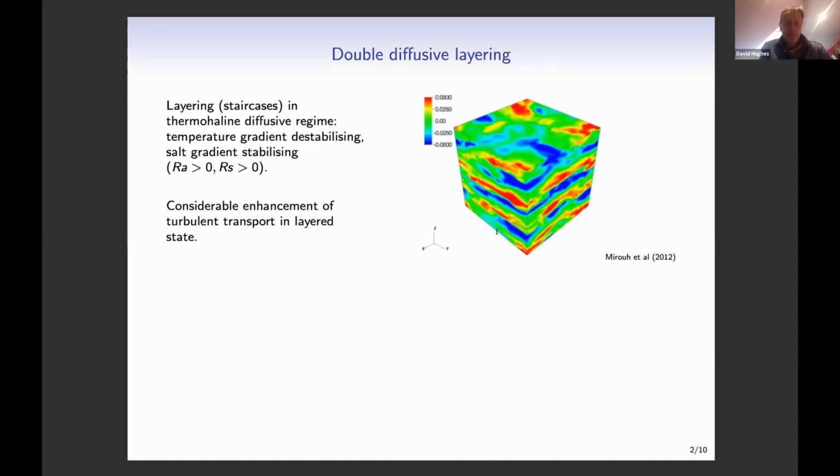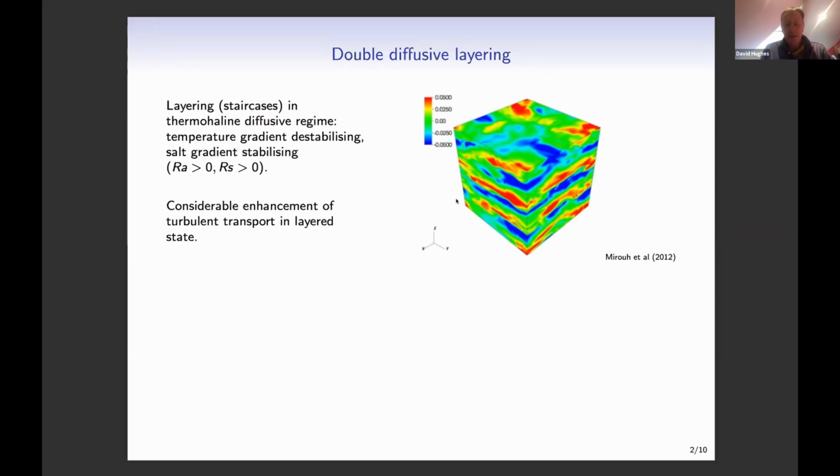Before we get on to anything to do with MHD, this is a double diffusive system. Double diffusion means two components contribute to the density, and the classical case is temperature and salt, sometimes called thermohaline convection. This is a picture that I took from a paper by the Santa Cruz group, Mirror et al. in 2012, which shows the salt concentration after a certain time in a 3D simulation, forming these layers.